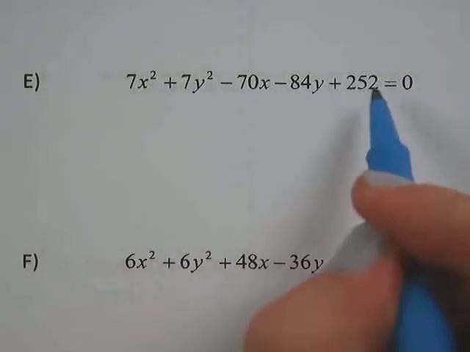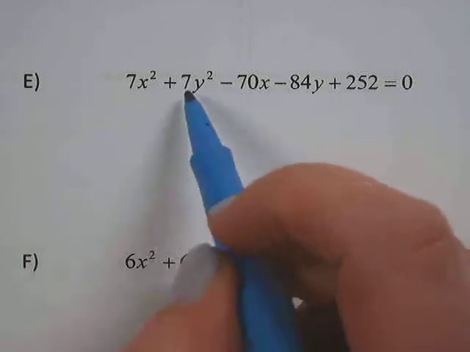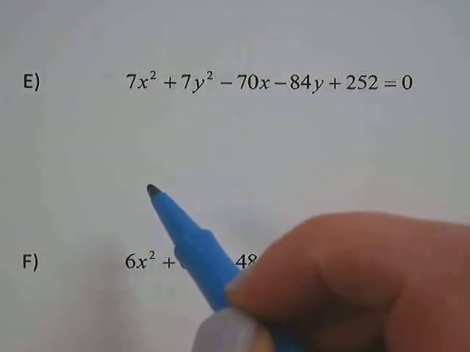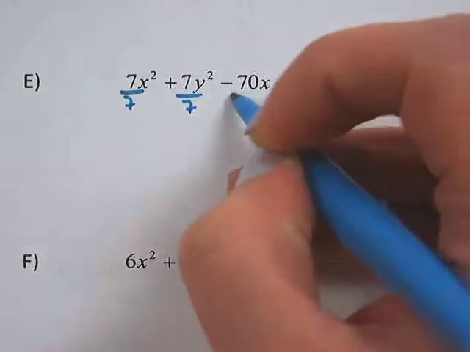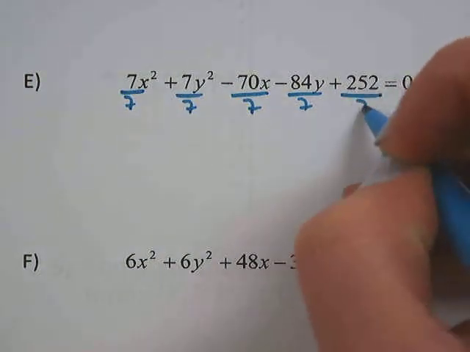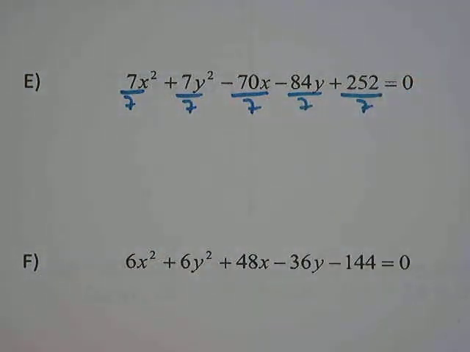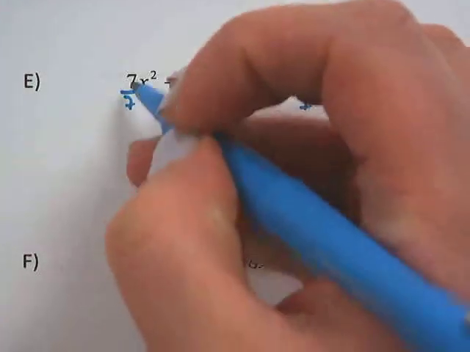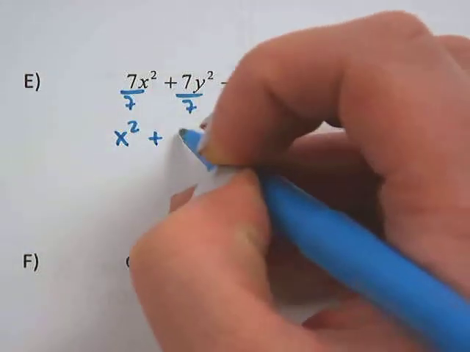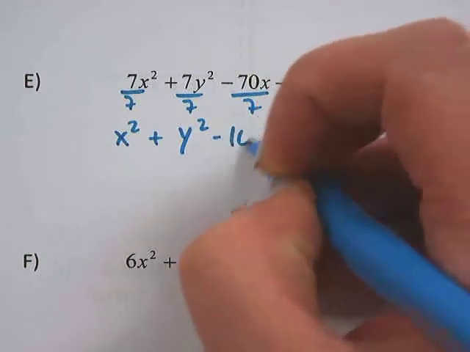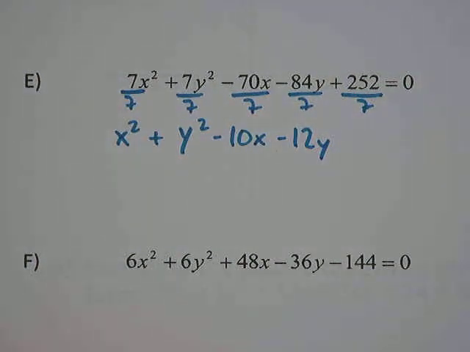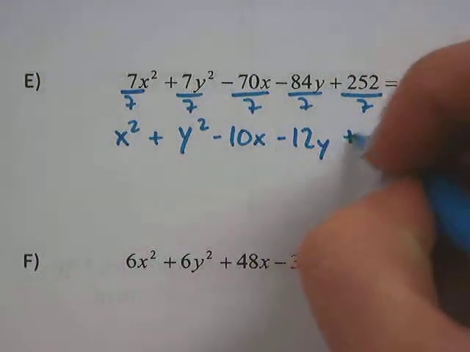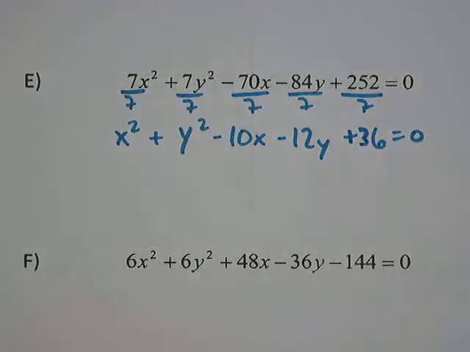Now on this problem, the first thing that we need to do, since there's something in front of x and y, is we need to divide everything by that number. So since this is a 7, we're going to divide each term individually by 7. So we end up with 7 divided by 7 is 1, so x squared and y squared and 10x and 12y and 252 divided by 7 is 36. Okay, so there's step 1, divide everything by 7.